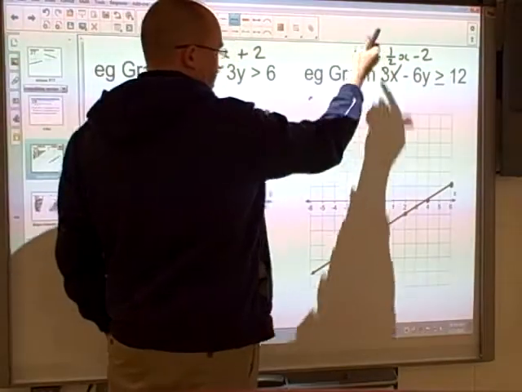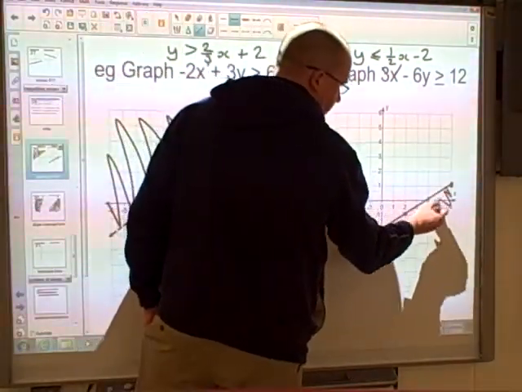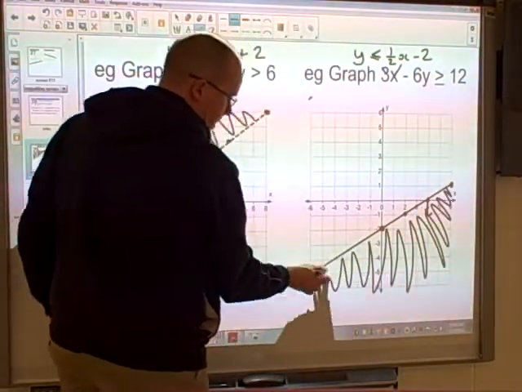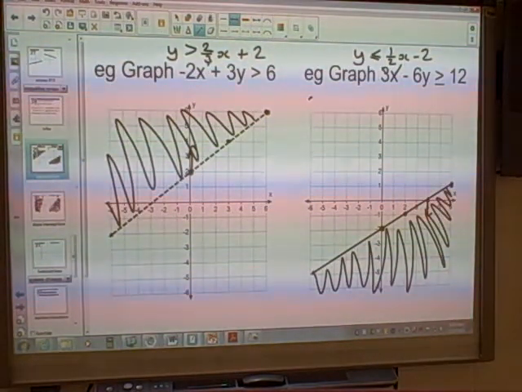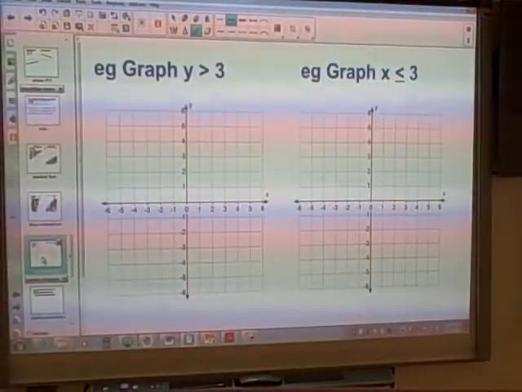And it says less than, which means we're going to go below the line when we shade. So below the line is this direction. So we need to shade all of that part there. So graphing in standard form, change it to slope intercept form, and then use the rule like we did earlier. Our special cases.